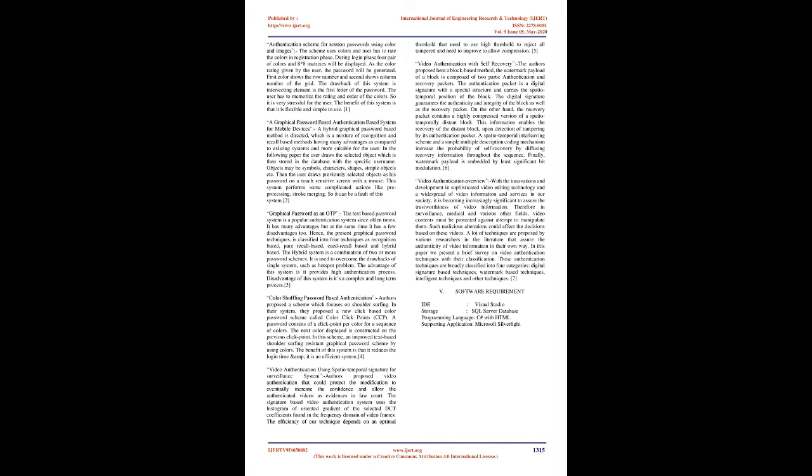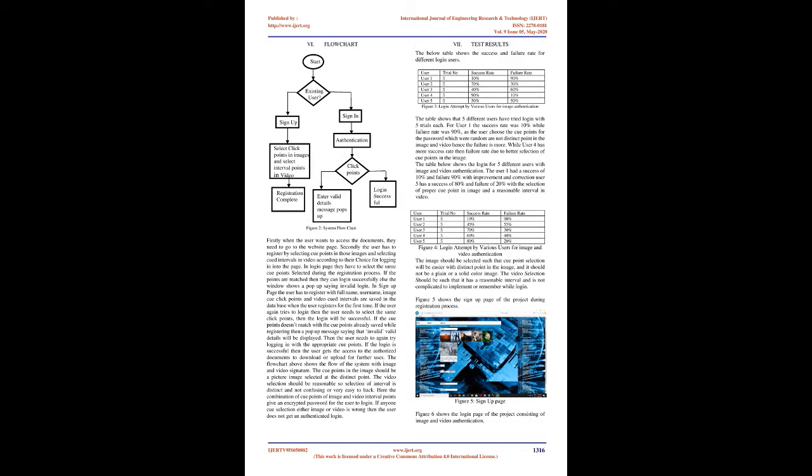4. Video authentication using spatiotemporal signature for surveillance system. Authors proposed video authentication that could protect against modification to eventually increase the confidence and allow the authenticated videos as evidence in law court. The signature-based video authentication system uses the histogram of oriented gradient of the selected DCT coefficients found in the frequency domain of video frames. The efficiency of our technique depends on an optimal threshold that needs to be high to reject all tampered videos and needs to improve to allow compression.